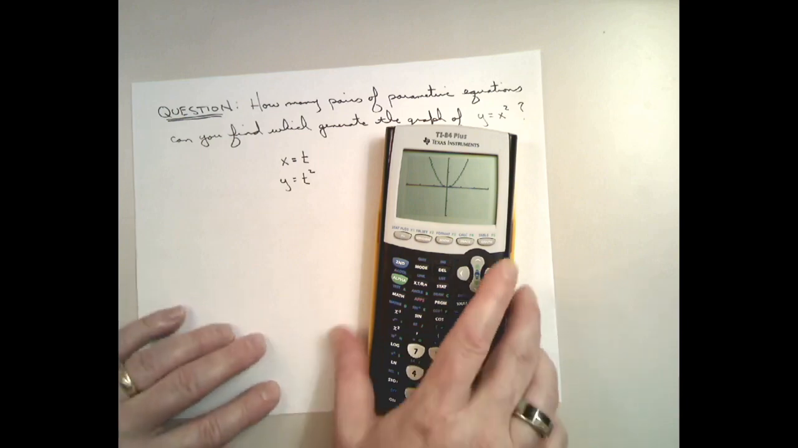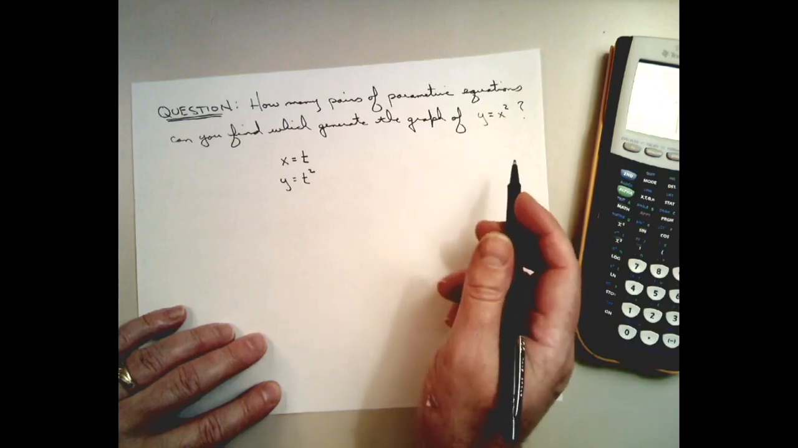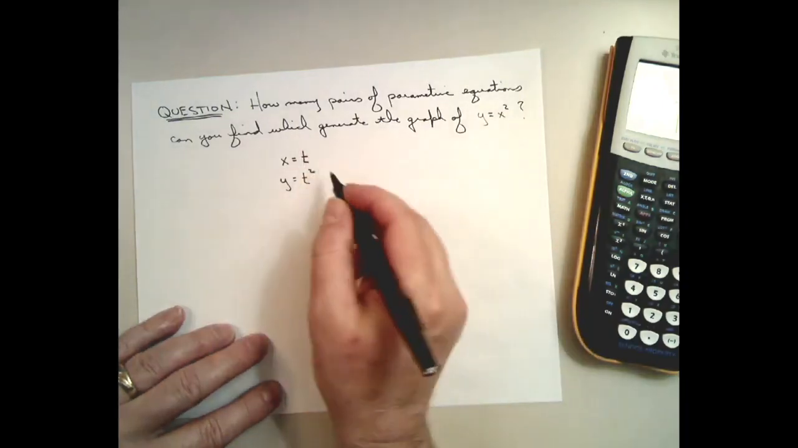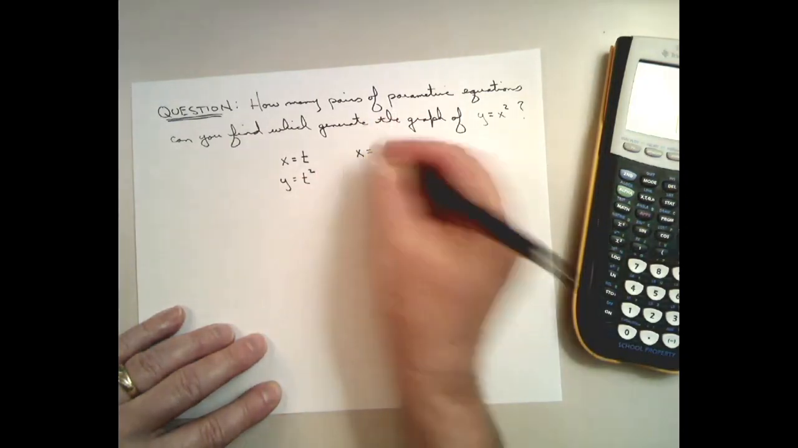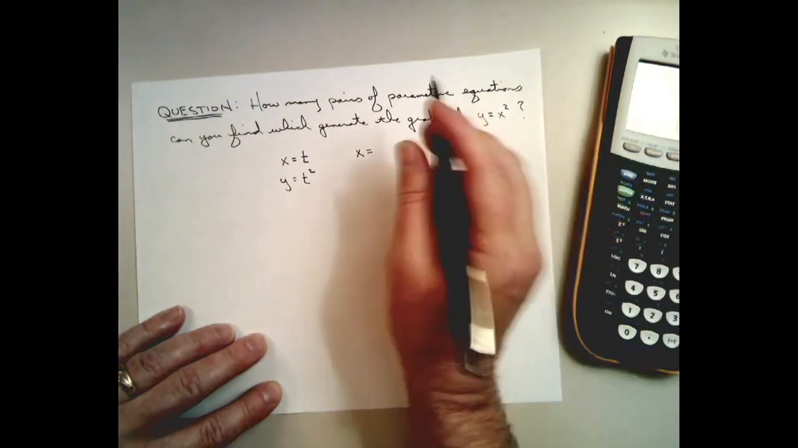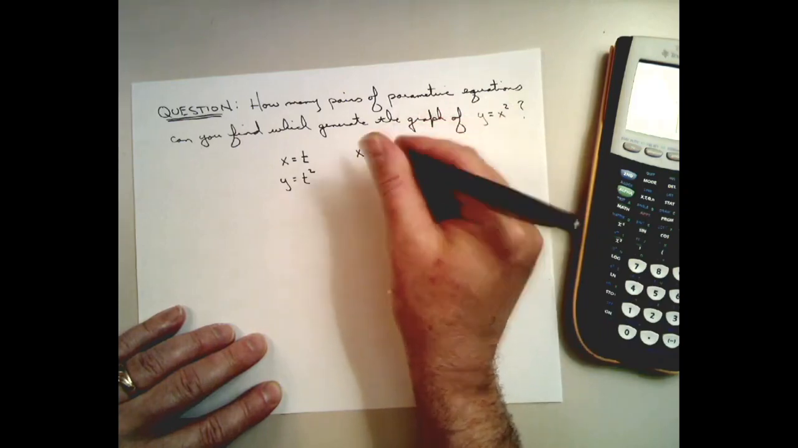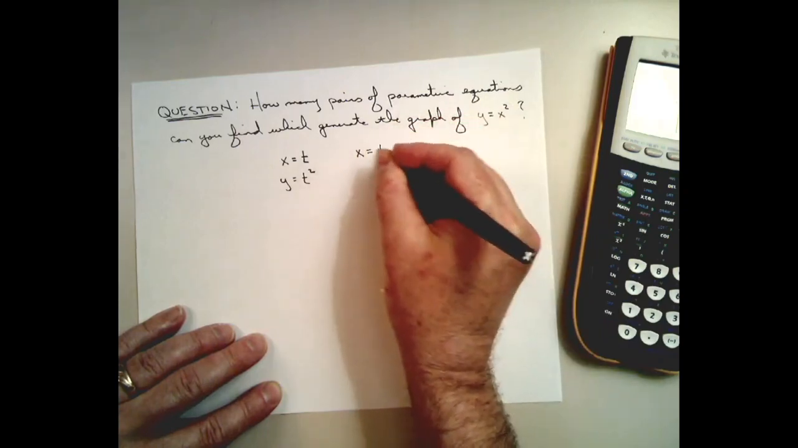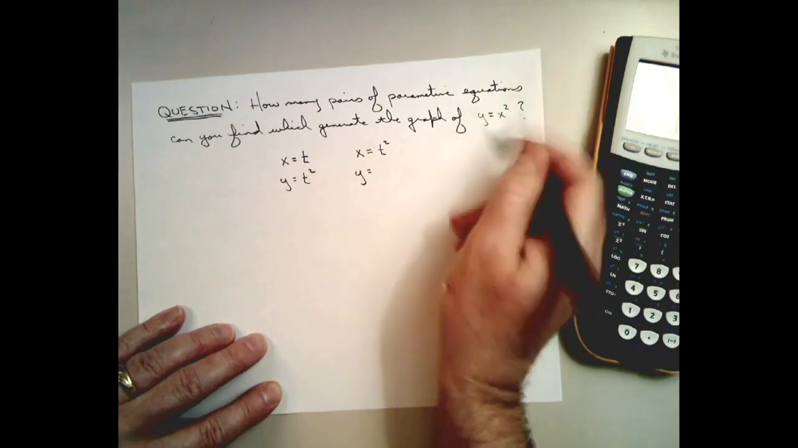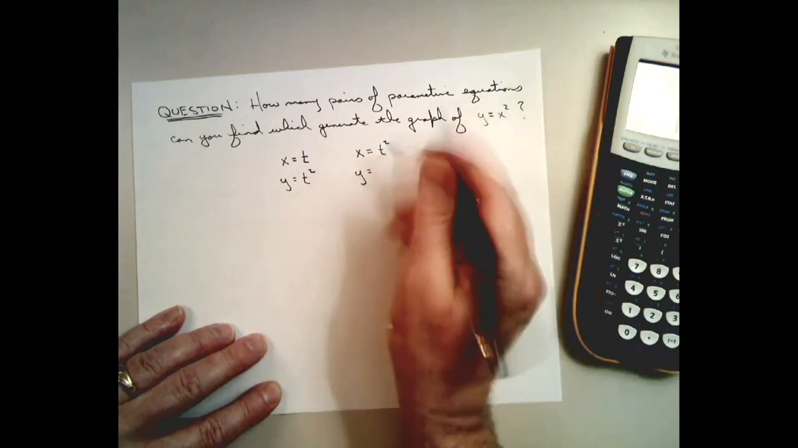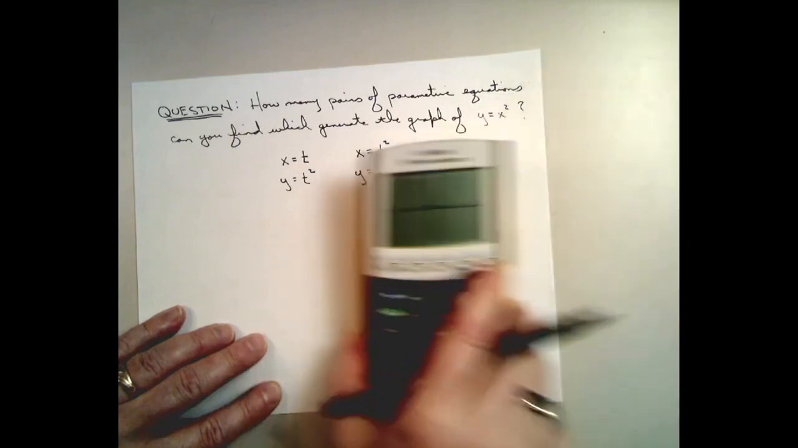Let's see if we can think of another pair of parametric equations which will generate exactly the same graph. Well, if you think about it for a moment, it looks like x could be just about anything. Let's let x be t squared. And we'll let y be, well, we want eventually y to represent x squared. So if x is t squared, y is going to have to be t to the 4th. Does that do the job?